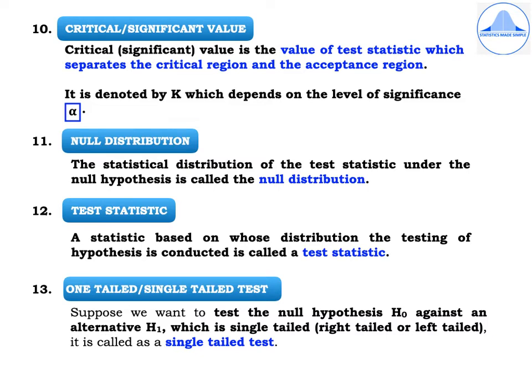The 12th definition is a test statistic. A statistic based on whose distribution the testing of hypothesis is conducted is called a test statistic. We will come across the test statistic for the next few tests which we are going to learn. Now, what is a one-tailed test or a single-tailed test? Suppose we want to test the null hypothesis H0 against an alternative H1 which is single-tailed. So single-tailed means it can be either right-tailed or left-tailed. Then such a test is called a single-tailed test.